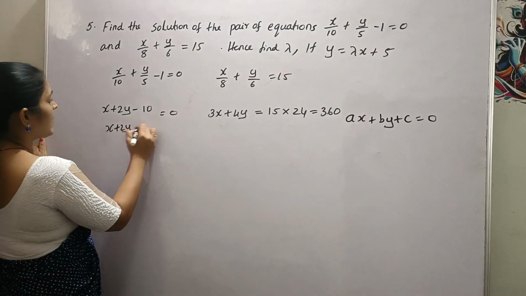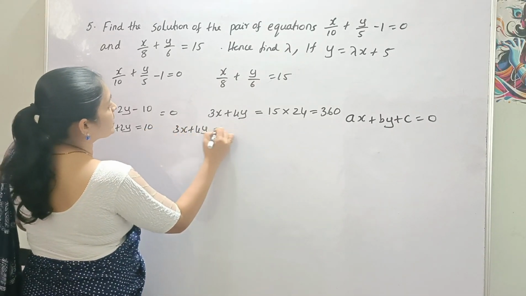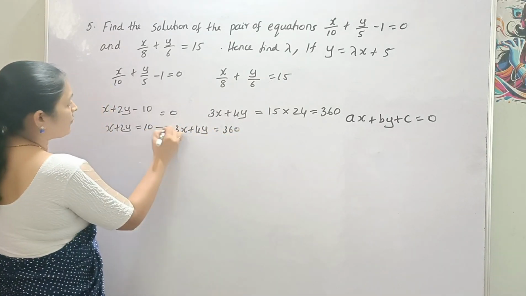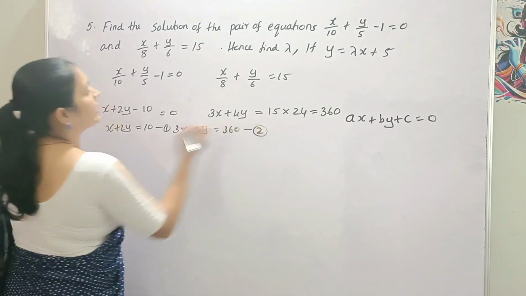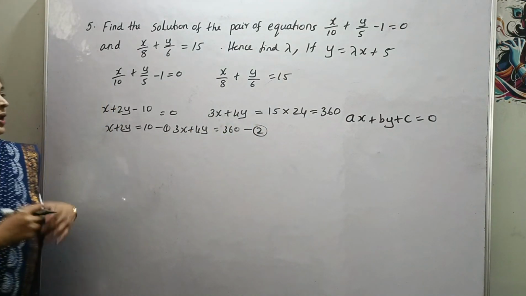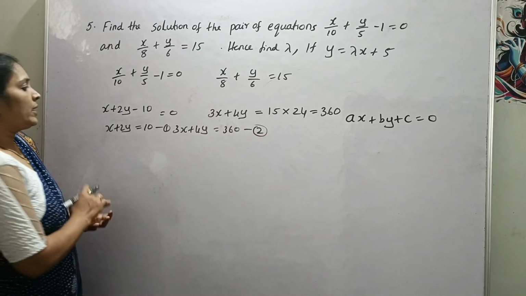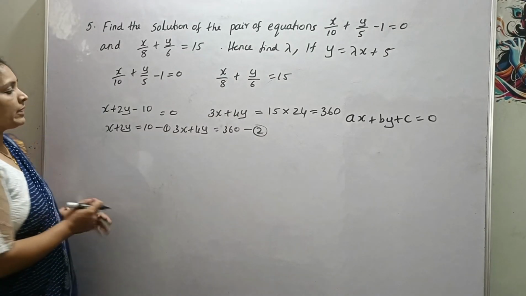Okay. Now we have got two equations: x plus 2y is equal to 10, and 3x plus 4y is equal to 360. Take the first equation as equation 1 and the second as equation 2. Now we have to find the values of x and y. You can apply any method, substitution method or elimination method. Let's apply the elimination method.